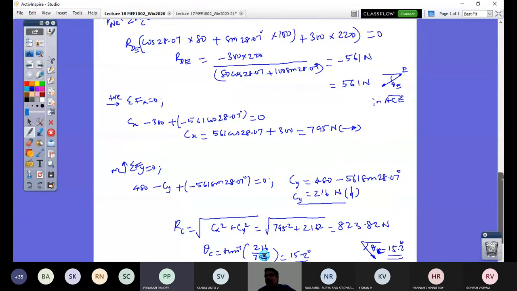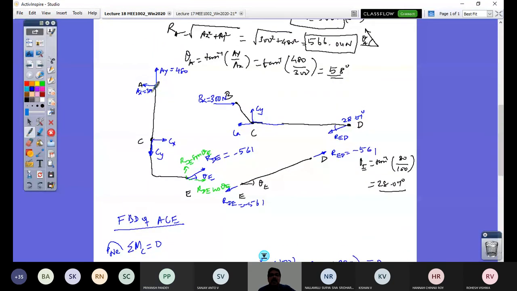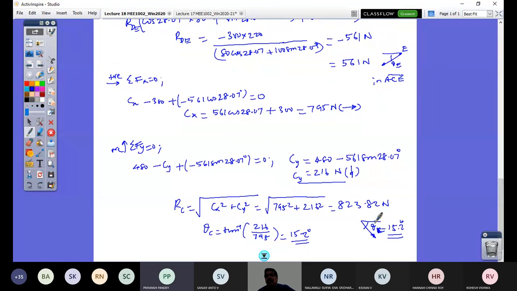See, I just have drawn, assumed like that. See, now here, this free body diagram, see why I have taken it down. So when I solve this, I get the positive value of that. My direction assumed is correct. So CY is downward direction.